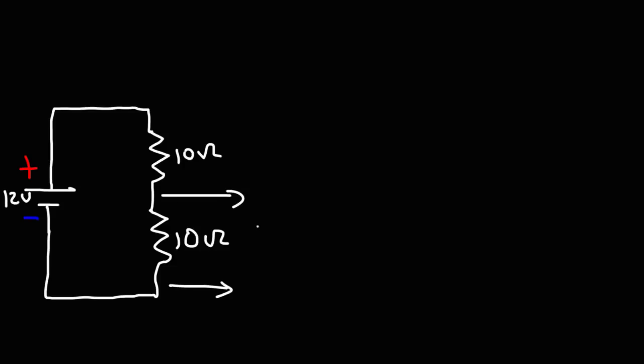Now the next thing that we're going to talk about is the voltage divider network used in resistors, because the potentiometer is very useful in this case. So let's say we have two resistors, and both of them are 10 ohms. And let's say we have a 12-volt battery. The voltage across the 10 ohm resistor will be half of the 12-volt battery.